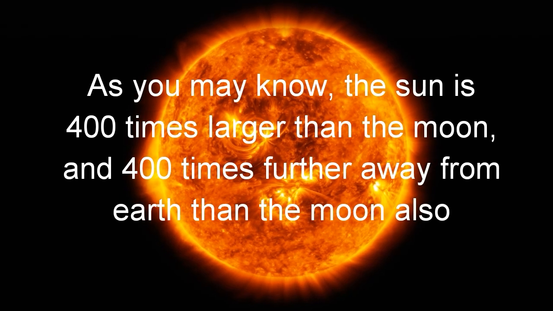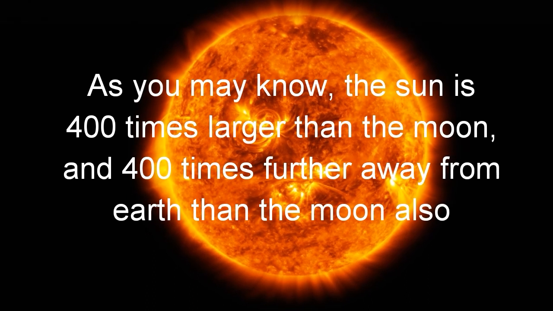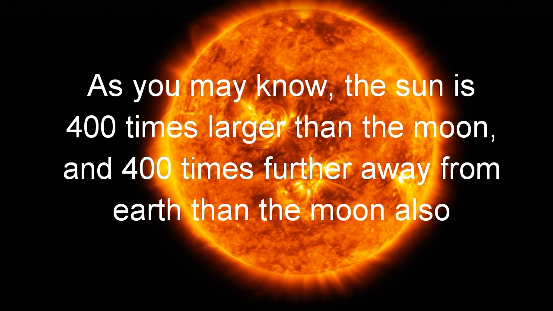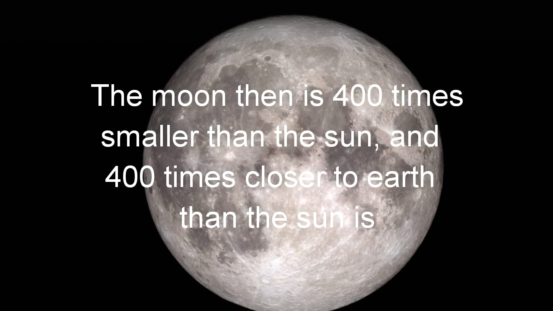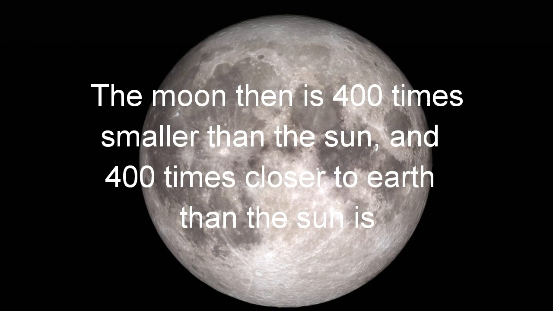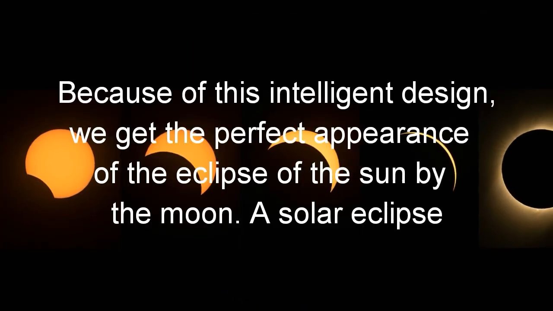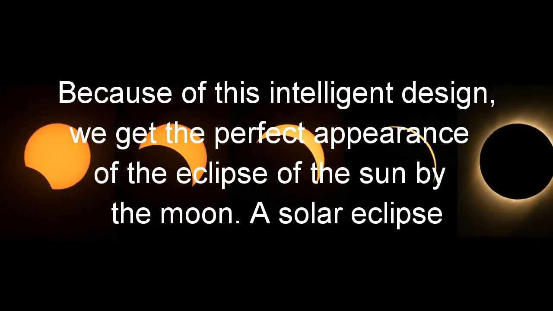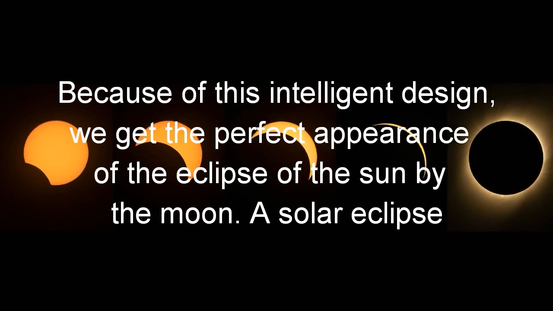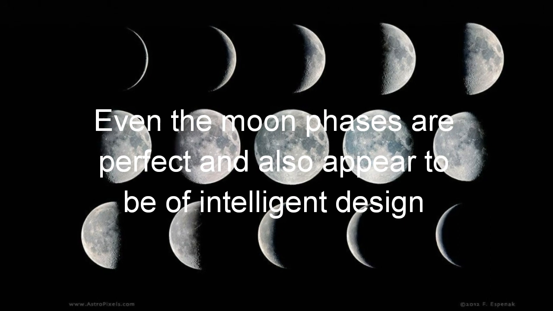As you may know, the Sun is 400 times larger than the Moon, and 400 times further away from Earth than the Moon also. The Moon then is 400 times smaller than the Sun, and 400 times closer to Earth than the Sun is. Because of this intelligent design, we get the perfect appearance of the eclipse of the Sun by the Moon, a solar eclipse. Even the Moon phases are perfect, and also appear to be of intelligent design.